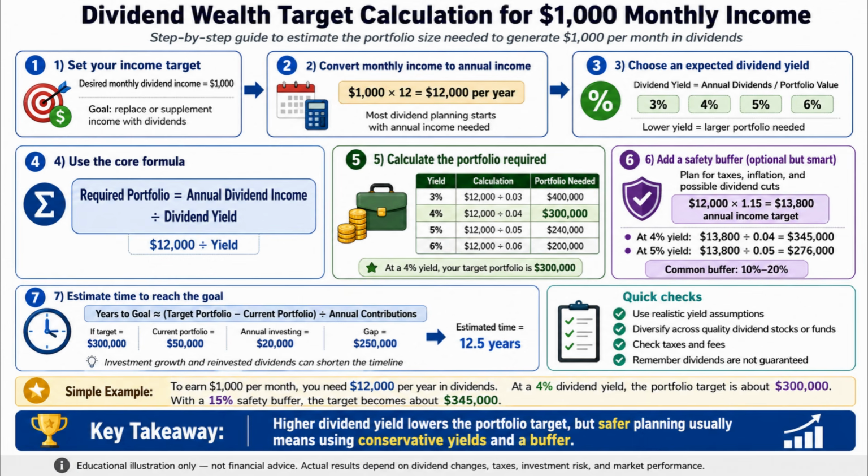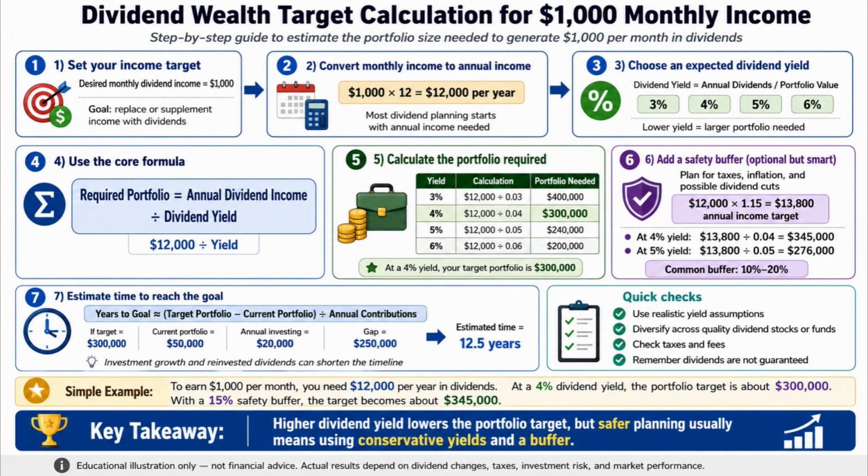Then, use the core formula. The required portfolio equals annual dividend income divided by dividend yield. In this case, the annual dividend income target is $12,000, so the calculation becomes $12,000 divided by the expected yield. Now, calculate the portfolio required at different dividend yields.